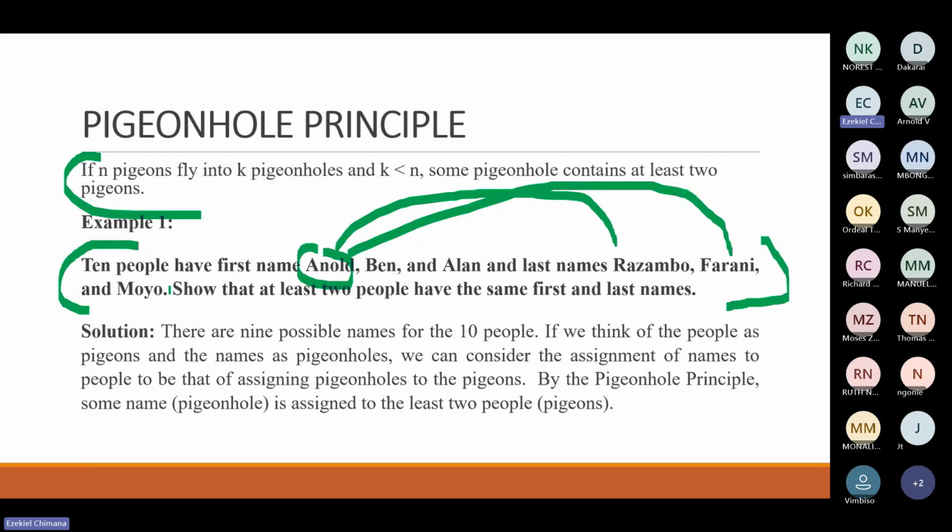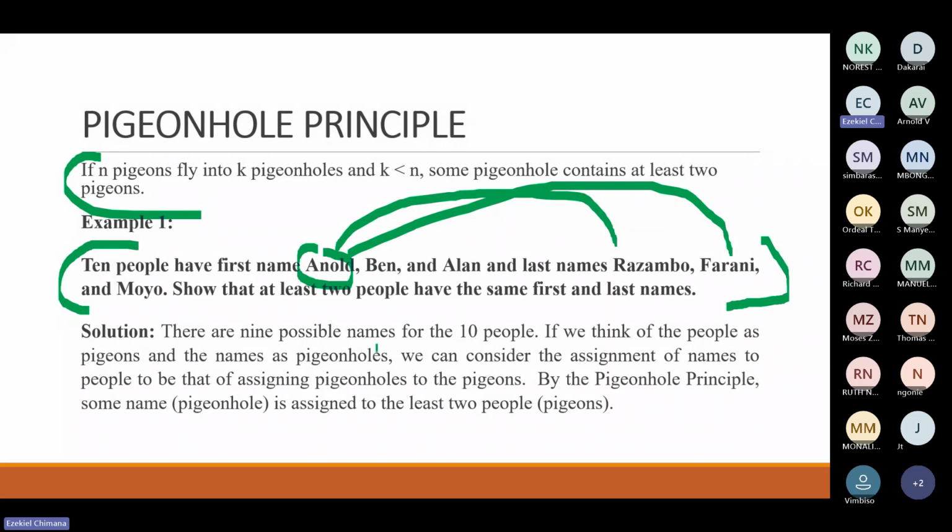But if you try to add another person with the combination of Arnold, or Ben, with any of those, you are repeating. So it is evident that there's going to be at least 2 people who have the same first name and last name. So that's what you'll be asked to prove.